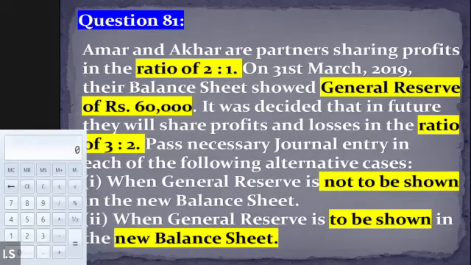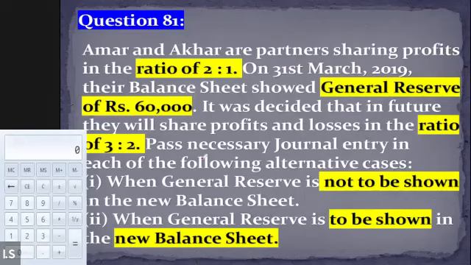And if it requires any explanation, I'll be resolving your doubt while discussing question 81. So question 81 is saying that Amar and Akhar are partners sharing profit in the ratio of 2:1, and on 31st of March 2019 their balance sheet showed a general reserve of 60,000, and it was decided that in the future they will be sharing the profits and losses in the ratio of 3:2. Pass the necessary journal entry in each of the following alternative cases. So two cases are given in the question: when general reserve is not to be shown in the balance sheet, and when general reserve is to be shown in the new balance sheet.